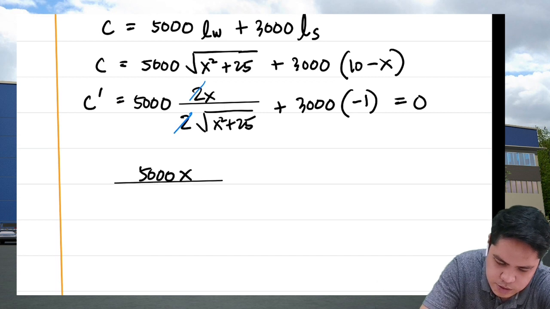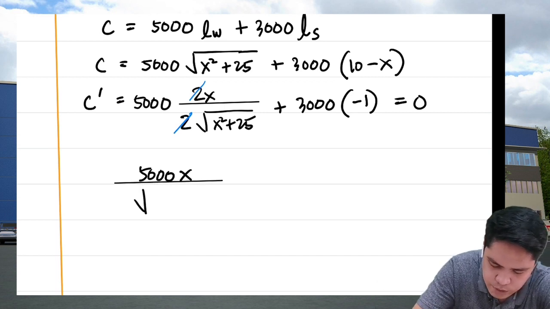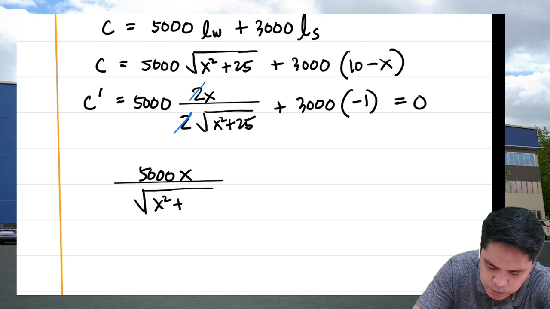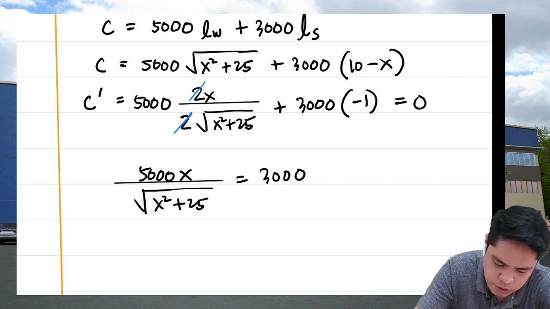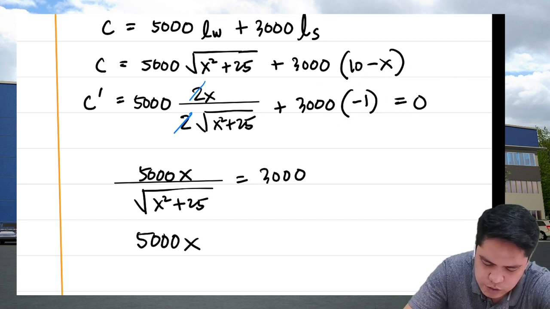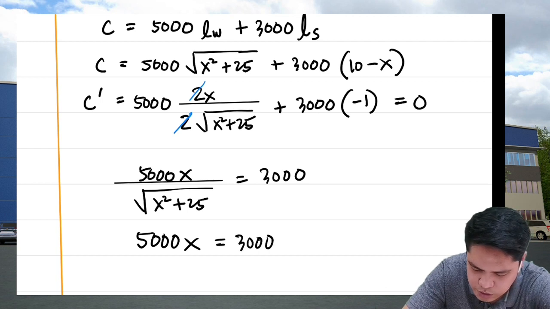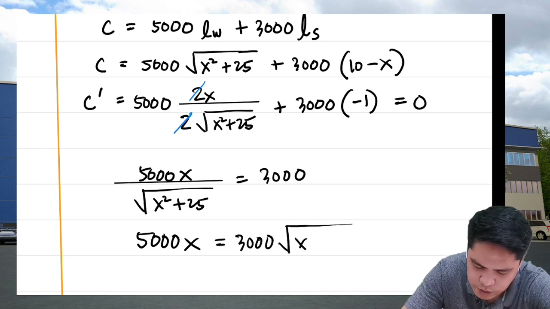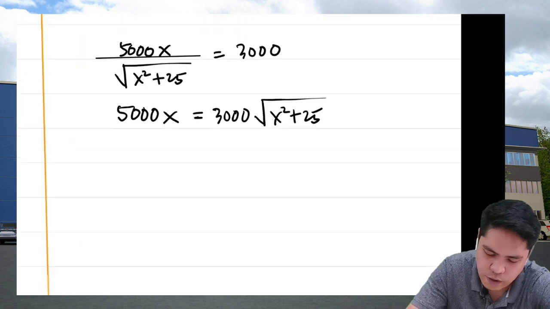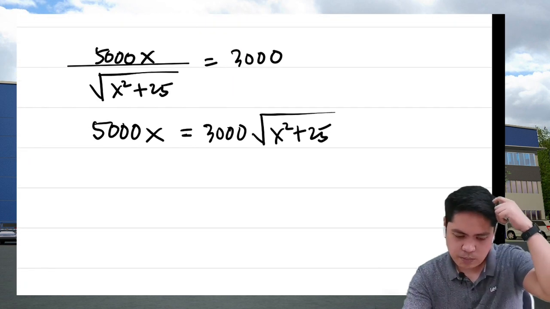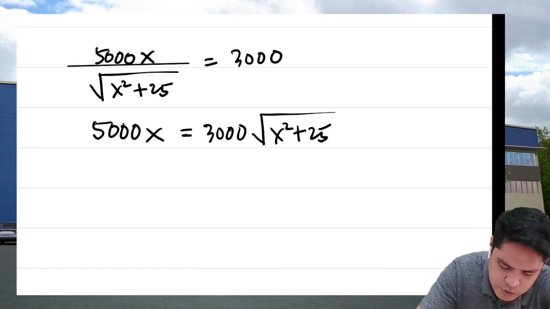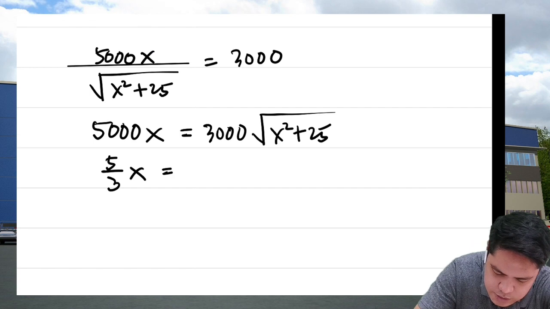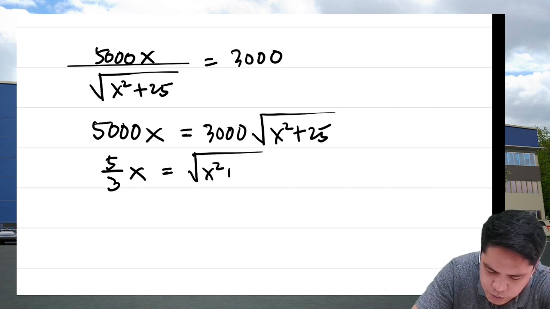5,000x over square root of x squared plus 25 equal to, let's just transpose that to the other side, that would be 3,000. And it's a matter of algebra na lang to solve for the value of x. So 5,000x is equal to 3,000 times square root of x squared plus 25. Or pwede din natin i-divide na lang by 3,000 both sides, no? O, pwede rin. So that would be 5/3 x. That's equal to the square root of x squared plus 25.